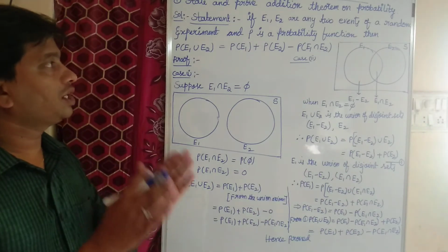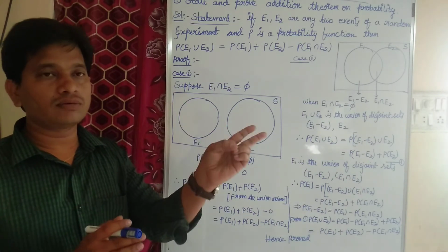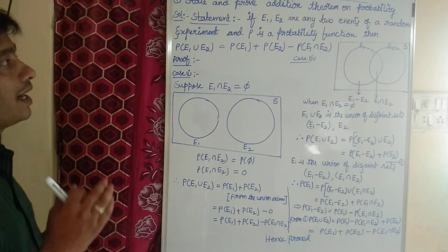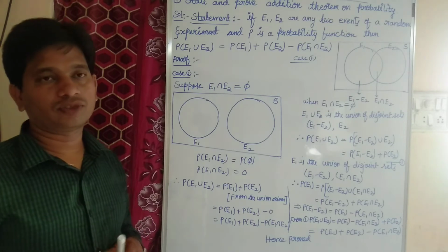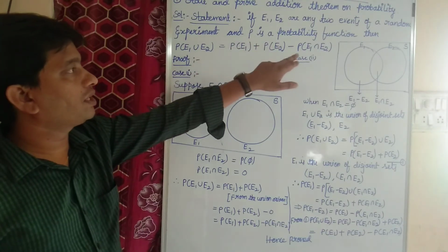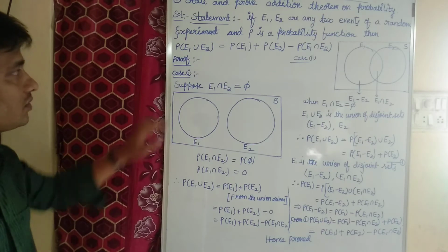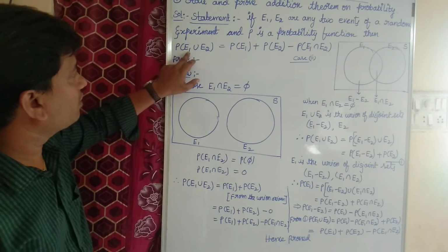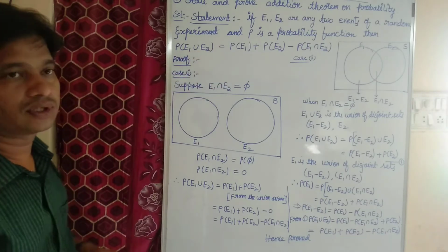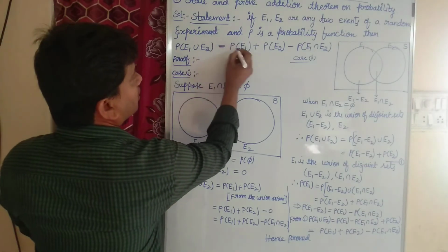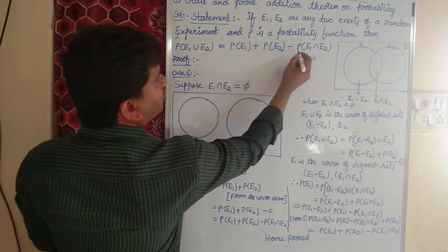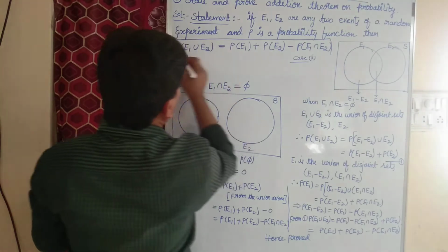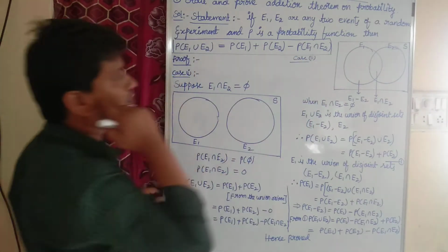So E1, E2 are two events of a random experiment, and P is the probability function. What is P? P is a probability function. Then P of E1 union E2 is equal to P of E1 plus P of E2 minus P of E1 intersection E2. This is our formula. This we have to prove.